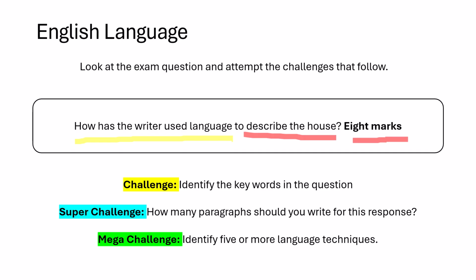Then we have our mega challenge. I'd like you to think of 5 or more language techniques that come to mind. It might have been a while since you've done this question, so just spend a minute trying to think of any techniques you can remember, which will be really helpful when you attempt this exam.